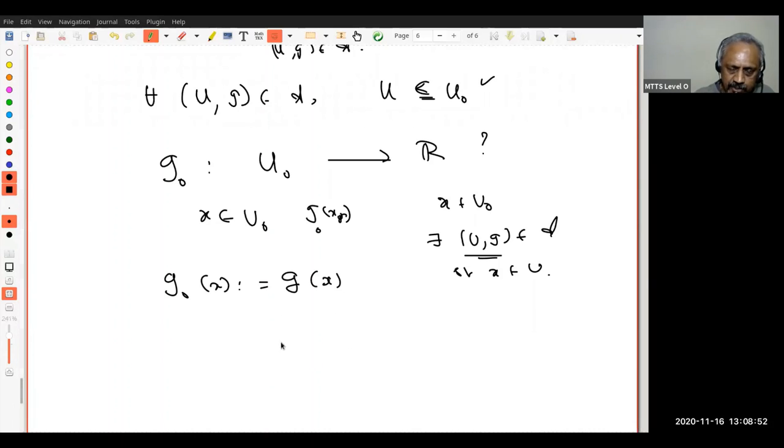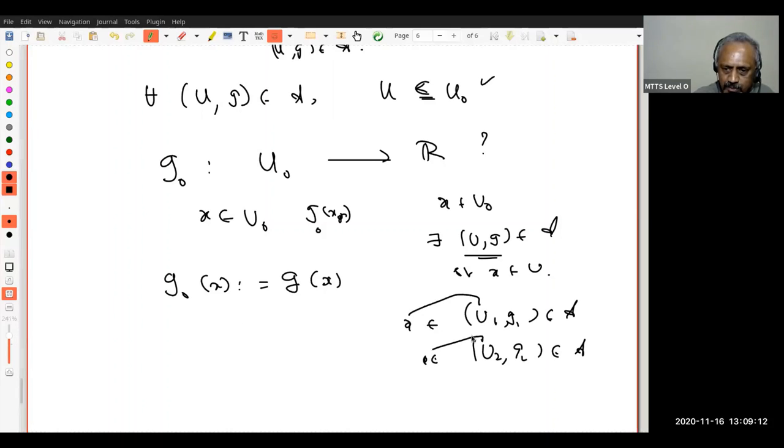Yeah. Now, is there a potential problem? Yes, there is a potential problem. Why? My x may be in some u1, g1 in script A also. And it may also be in u2, g2 in script A. When I say x belongs to this, what I mean is x belongs to u1, x belongs to u2. Right? Then I would define g0 of x equal to g1 of x. I could also define it to be g2 of x. You understand? So I have to make sure that g0 is well defined. I have to check it.